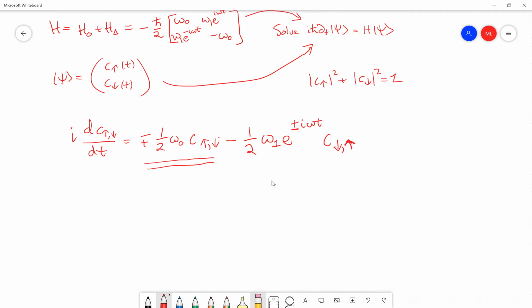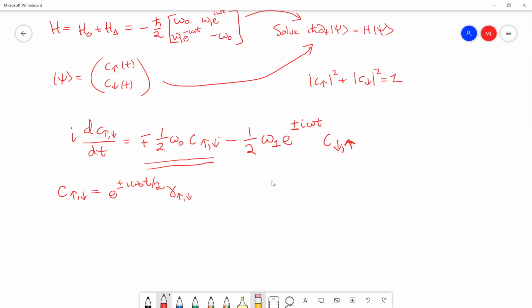And so what do you do? You change variables from C up, down. You change to e to the plus or minus i omega naught t over 2 times some new coefficients, gamma up, down. And that's, in terms of these coefficients, like moving to a co-moving frame.